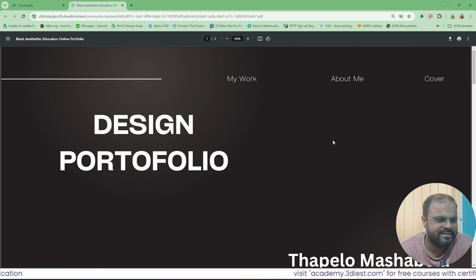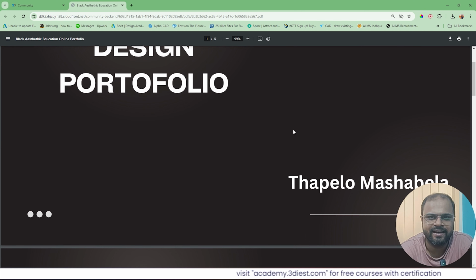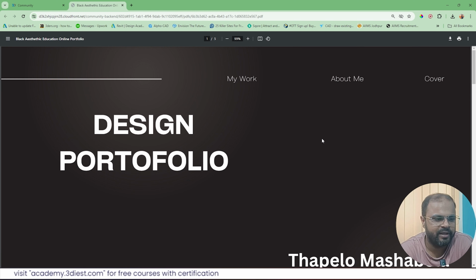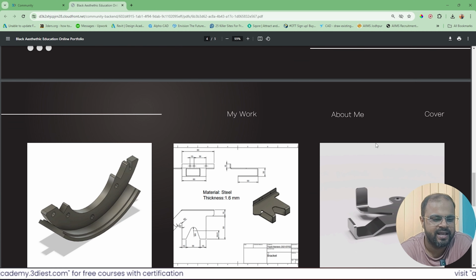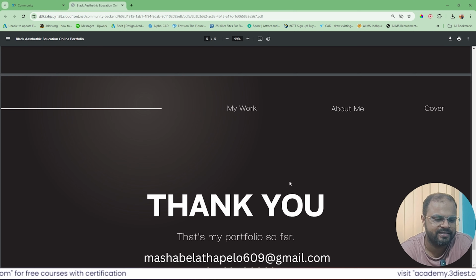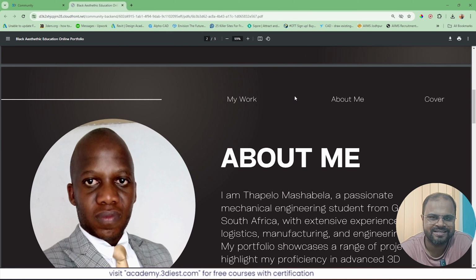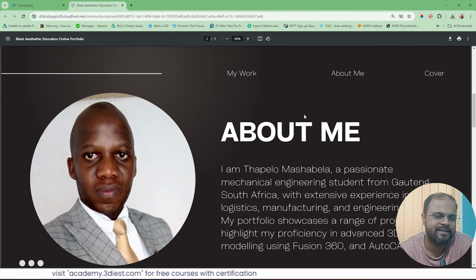Now, the bad thing is that he has unnecessarily extended his portfolio up to 5 pages. This complete portfolio can be compressed into just 3 pages. The first page is for the title, introduction, and profile picture. The second page is for his projects, all included on a single page. And the third page should be his contact information. So just 3 pages is enough to design this complete portfolio.